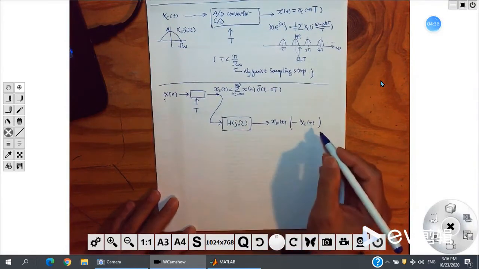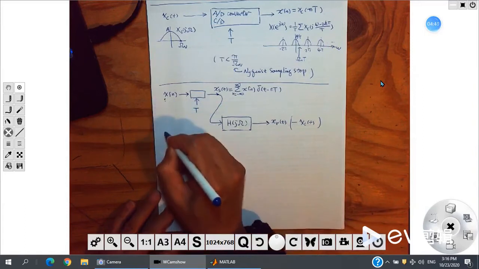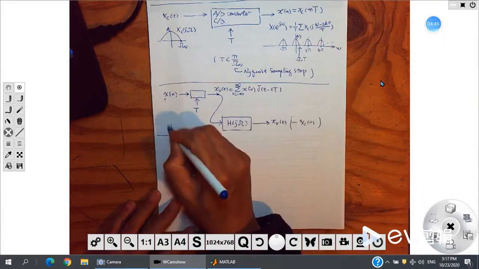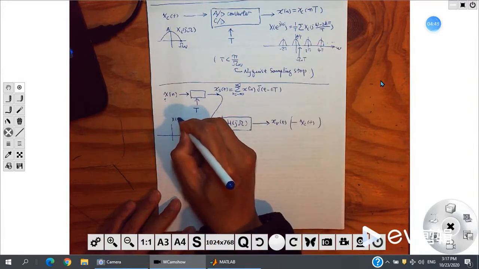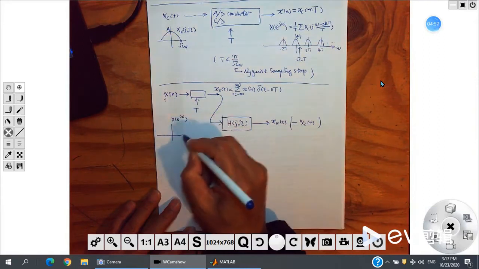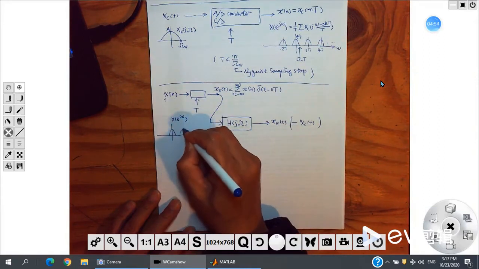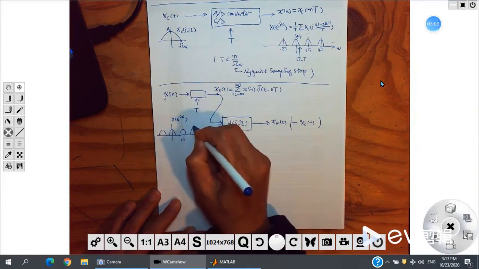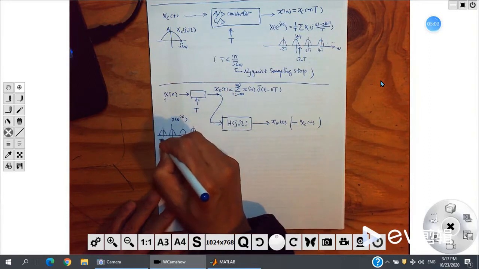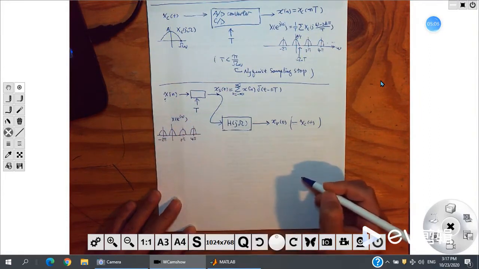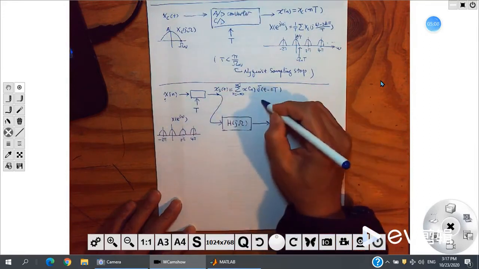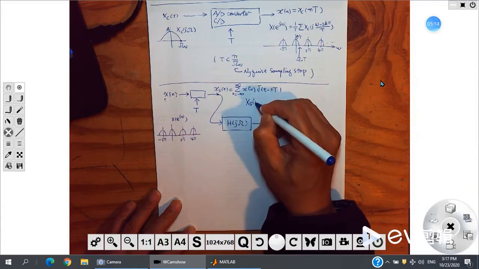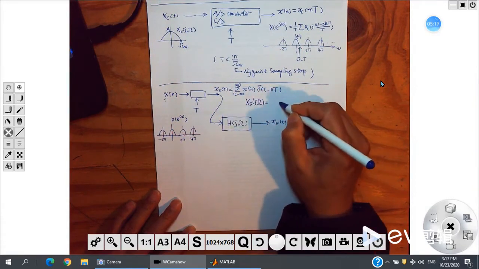We can also see what happens in the frequency domain. The spectrum just looks like this. So in the frequency domain, x[n], that is X(e^jω), will be a sequence like this. Every 2π you have a peak. Then going to Xs, we also have this in the frequency domain: Xs(jΩ), which looks like this.